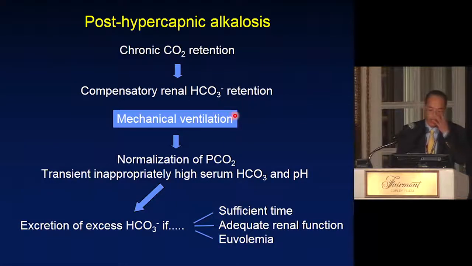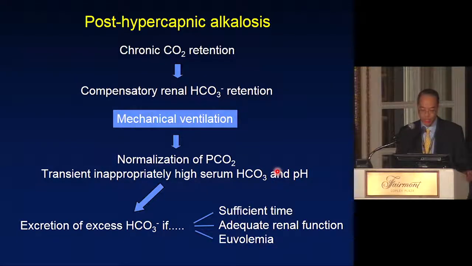Okay, so just a brief mention of post-hypercapnic alkalosis, which you may encounter. So these are patients with chronic CO2 retention, like COPD patients, who normally have compensatory increase in their bicarbonate, so it's retained by the kidney in order to try and partially correct the pH. And they're doing fine until they come to hospital and get mechanical ventilation, and the goal of mechanical ventilation is to try and get the PCO2 down, right? But if you bring down the PCO2, but the serum bicarbonate remains high, then these patients will have an alkalosis and a high serum pH, okay?